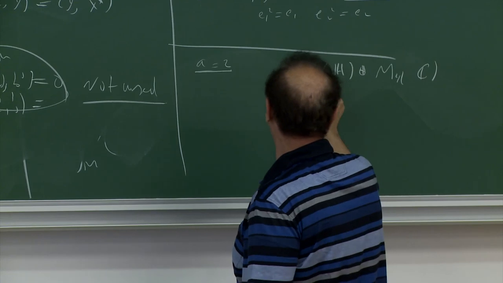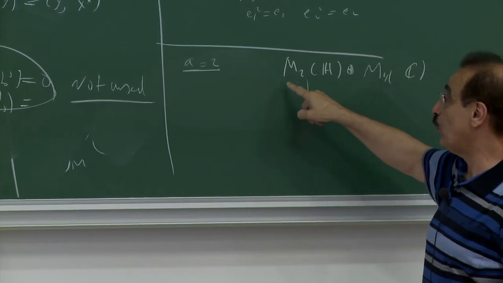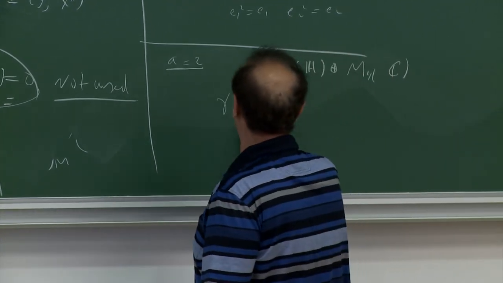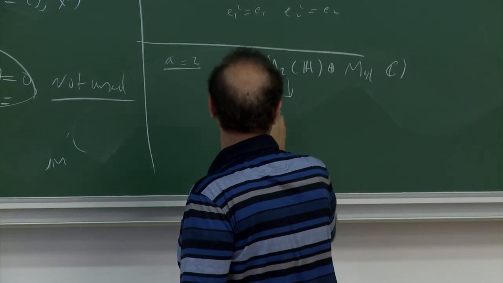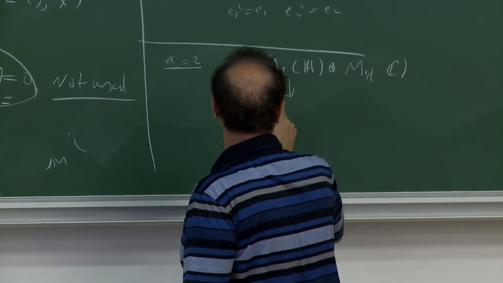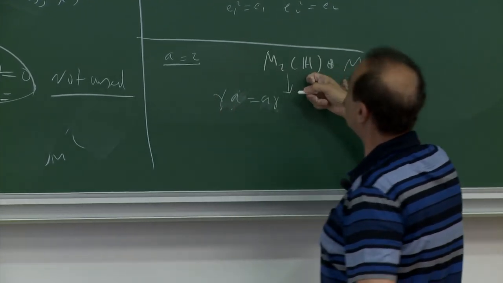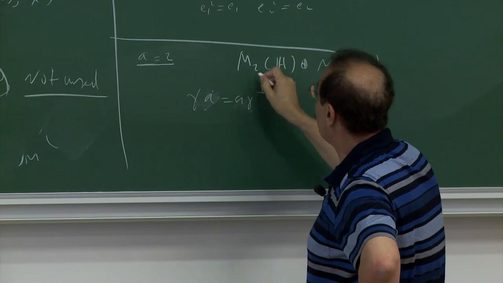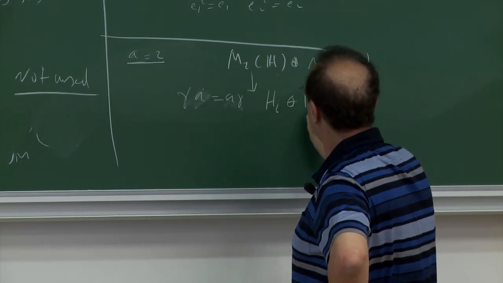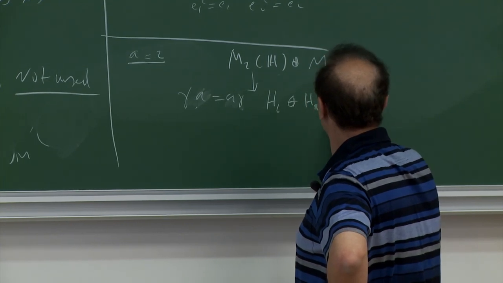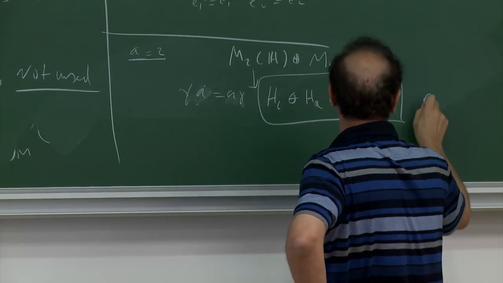I should finish in 1 minute. We have to put this chirality in. Remember, gamma commutes with A: gamma A is A gamma. And how do you put the chirality in? If you impose chirality on this, this splits into H left plus H right plus M4 of C. It's the first possibility.